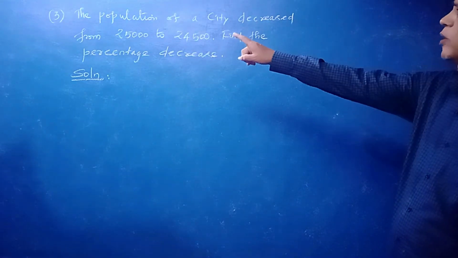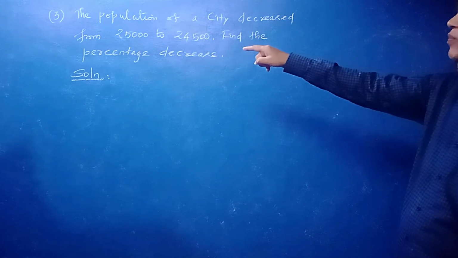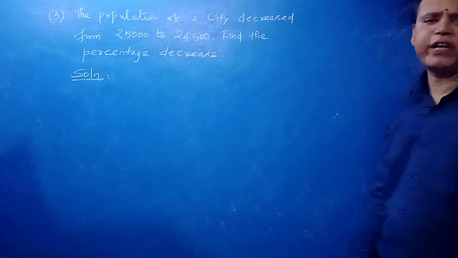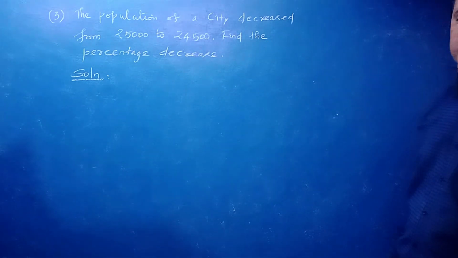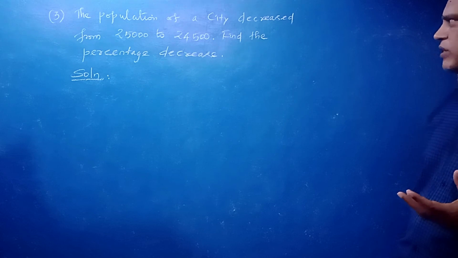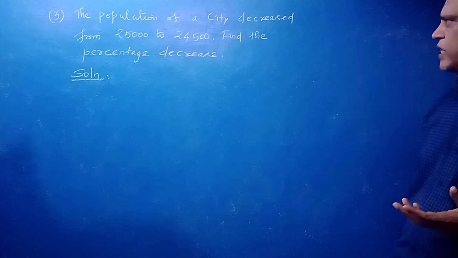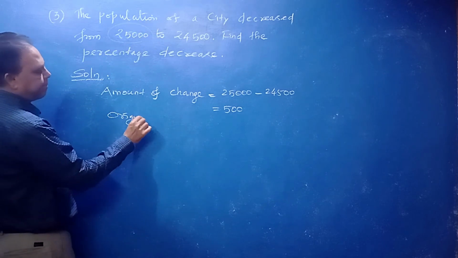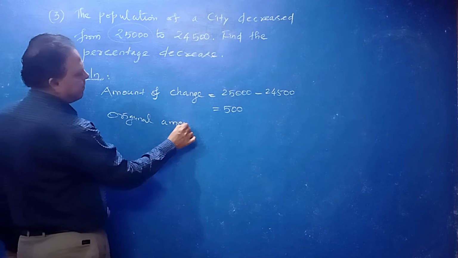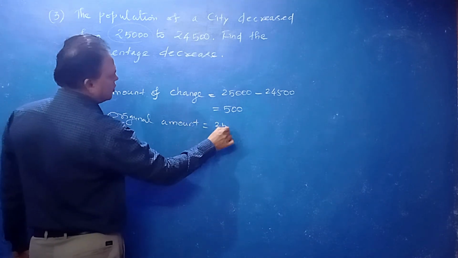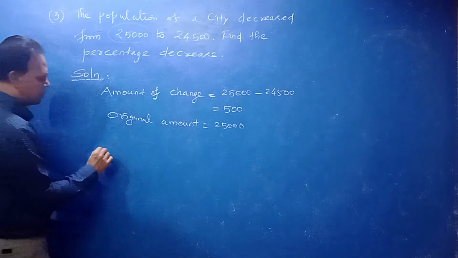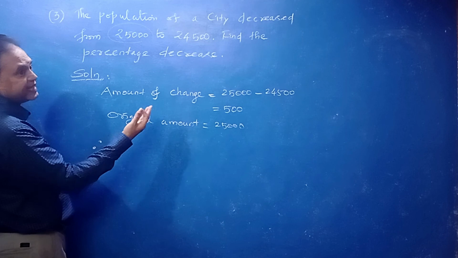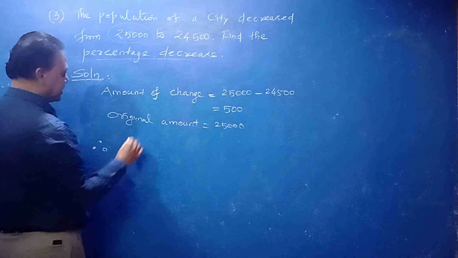You see the third problem: the population of a city decreased from 25,000 to 24,000. Find the percentage decrease. So first you have to calculate the amount of change. Now the original amount is 25,000. Therefore, decrease percentage. It is decreased. Clear? So percentage of decrease.